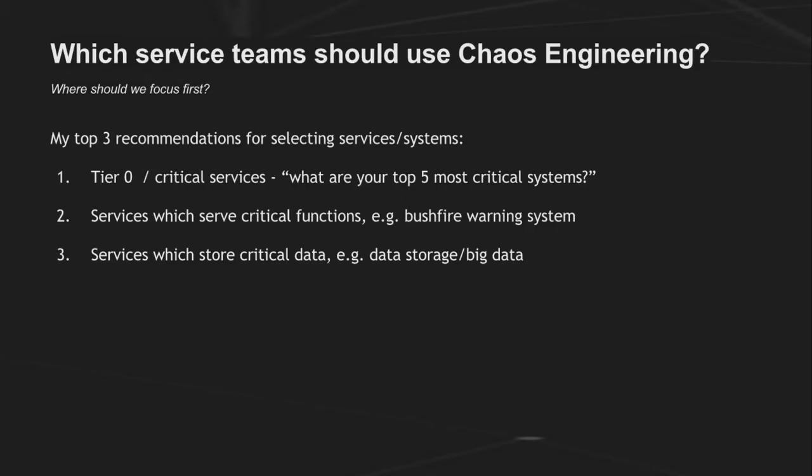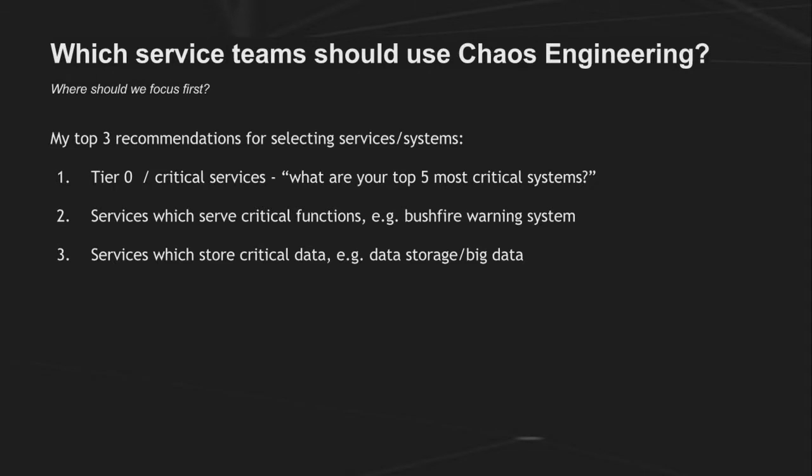So my top 3 recommendations are: pick tier 0 critical services. That might sound strange because you might think it's easier to pick something that's not super important, but services that aren't very critical usually have a lot more work to do. They might not have great monitoring, they won't have a huge team around them, and they won't have as much knowledge being shared with the rest of the organization. It's actually better to pick your most important systems.